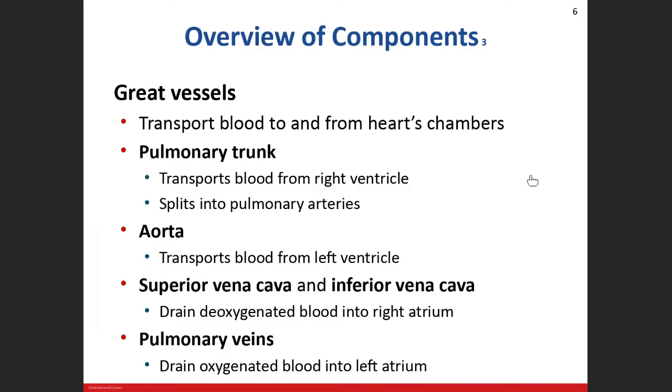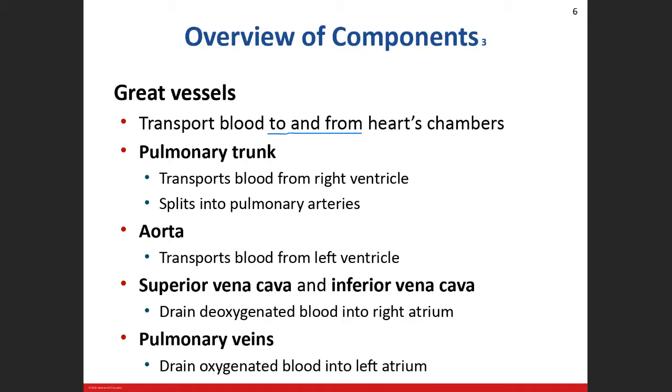So let's talk about the great vessels that make up the blood vessels around the heart. The definition of these great vessels is they're going to bring blood to and from the chambers of the heart.